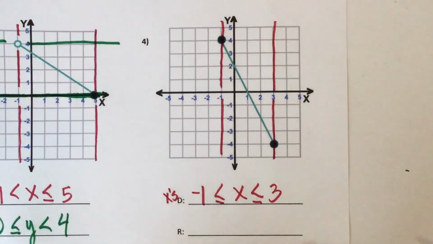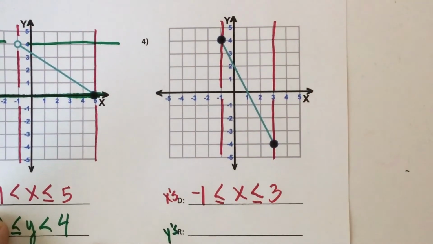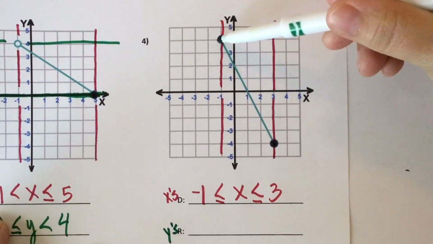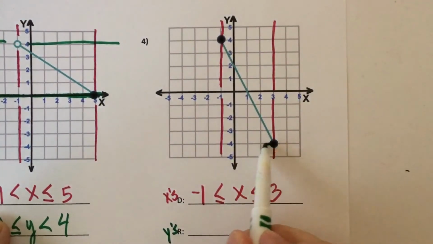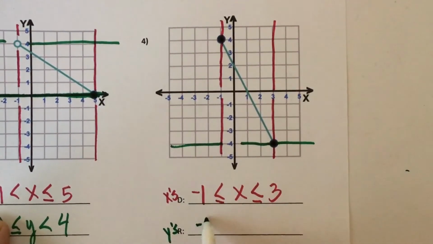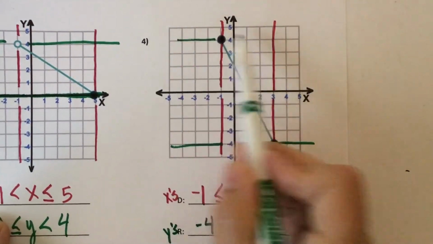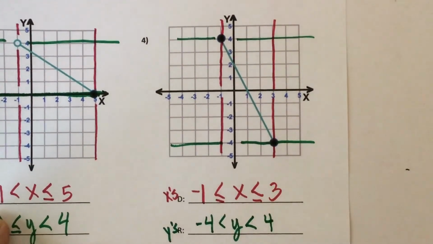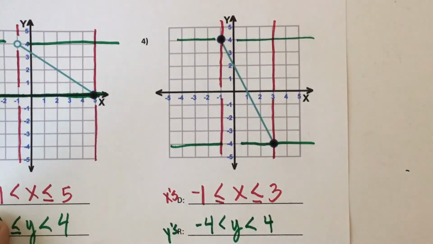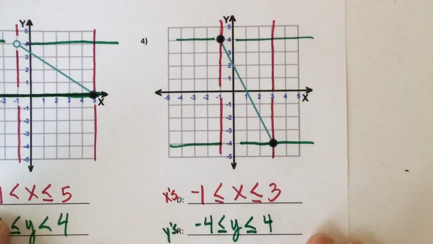Okay, range. We're looking at y's up and down. Lowest, highest. This is our lowest y. This is our highest y. Who is our lowest y? -4. Okay, and who's our highest y? +4. And it's all the y's in between. Let's slap those signs down. And what do you need to tell me? They both get equal signs because they both had closed circles. Okay, very good.